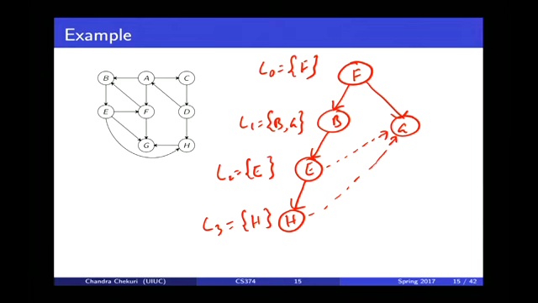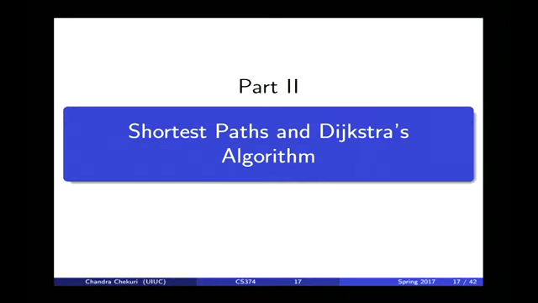So backward edges in a directed graph can jump layers, but forward edges cannot jump layers, right? Does that make sense? You can't have an edge from G to H going this way because that would violate the distance property. Okay, that's the difference between a directed graph and an undirected graph. Okay, so that's the property.